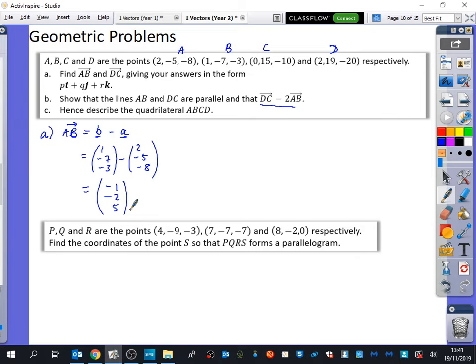Okay, good. We're then also going to work out the vector DC. Should we put it in over here? Yeah, we should actually. So we're going to say that that's minus i minus 2j plus 5k. DC, let's do that one up here. So that's (2, 19, minus 20) minus (0, 15, minus 10). Got a bit more space. So that's (2, 4).